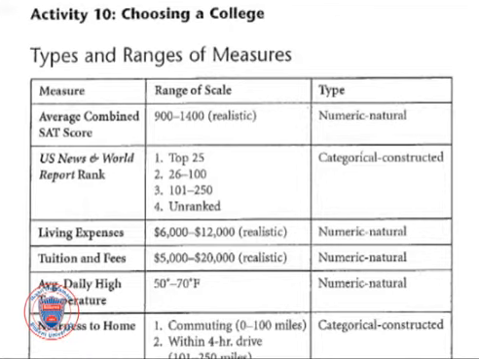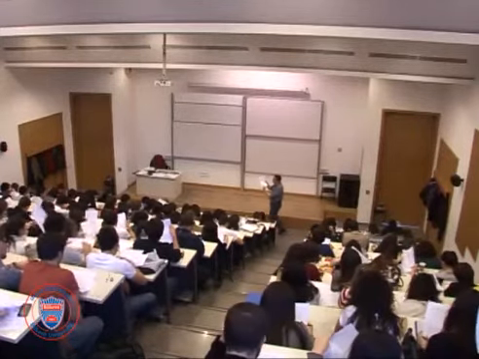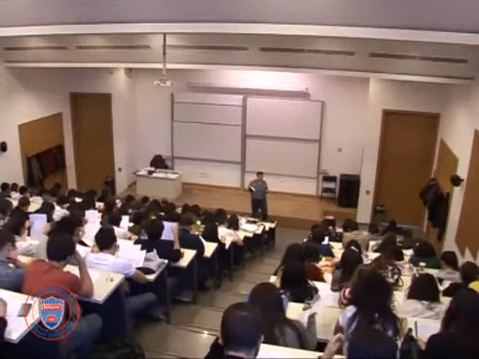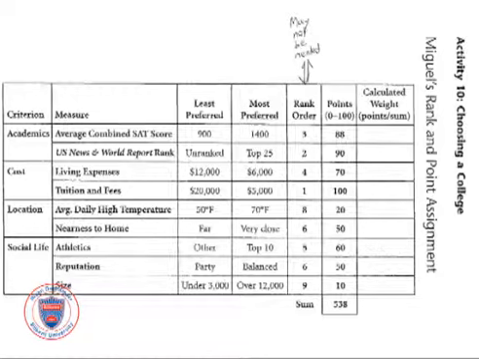Excuse me, I think, turn the page. I think it's better if we look at the last page, 143, where we see the criterion for Miguel. Miguel has 4 criteria: academics, cost, location, and social life.